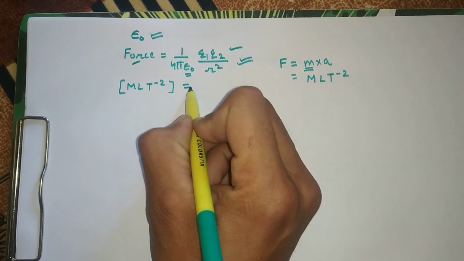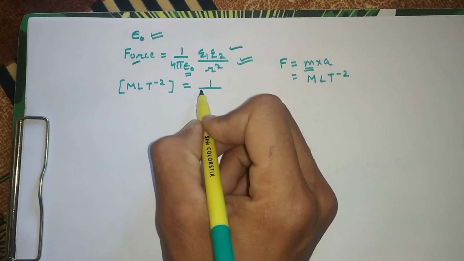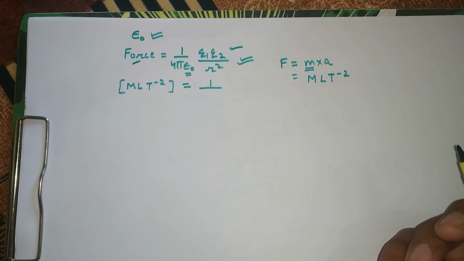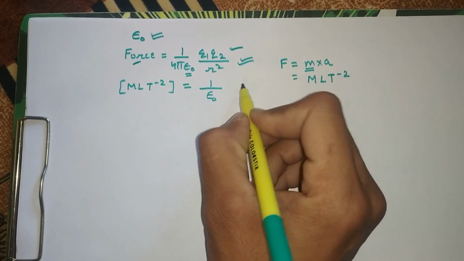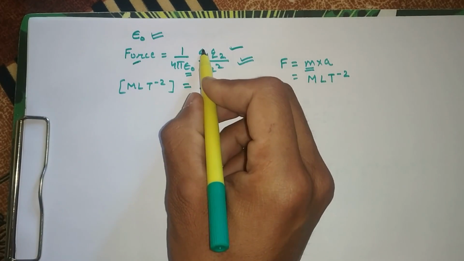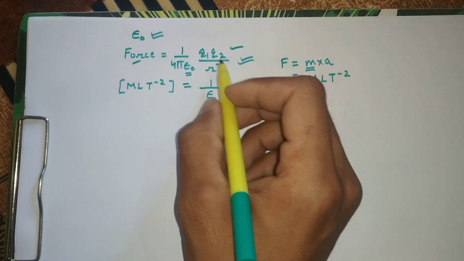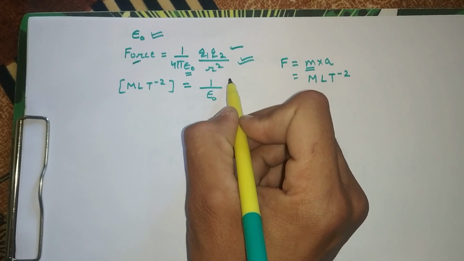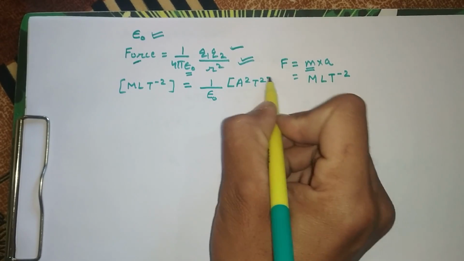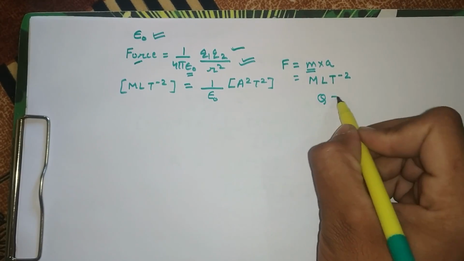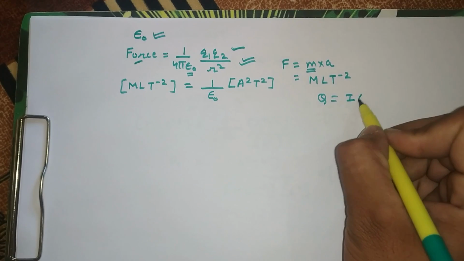So from here we can write it as 1 by 4 pi epsilon naught. 4 and pi are constants, they don't have any units. Q1 and Q2 have the dimensional formula of AT, so there are two charges, so we can write A square T square. The dimensional formula of charge is I cross t.